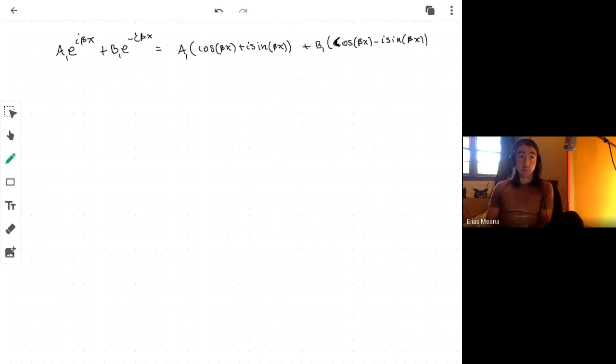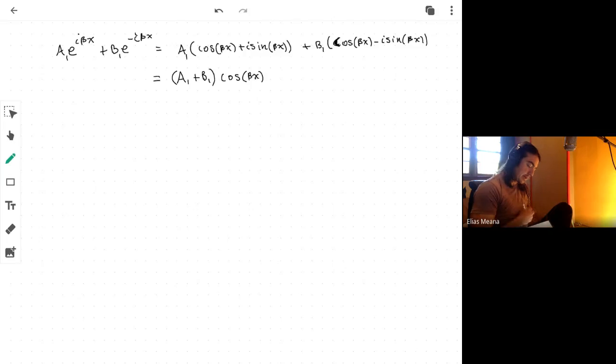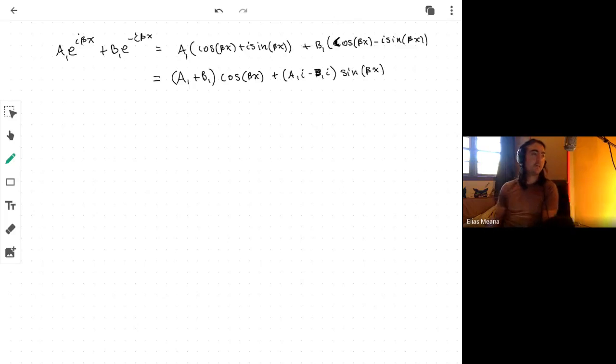Okay? And so what we can do is combine the cosine terms. If we combine the cosine terms, we let a1 plus b1 be multiplied by cosine of beta x, right? And similarly with the sine terms, we can have a1i minus, that should be a minus b1, not beta, but b1i times sine of beta x. Do you agree so far? All I've done is some algebra, and I've used Euler's formula. Good with that part? Yep.